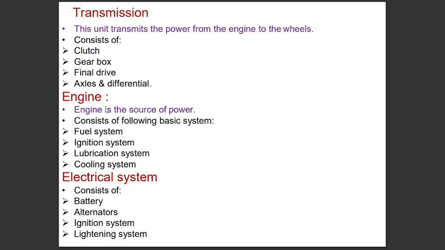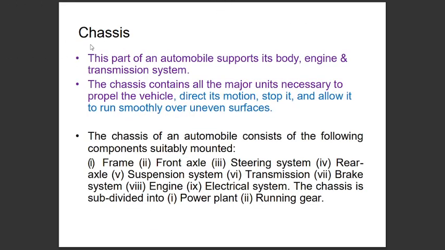Next, engine. Engine is the source of power. It consists of the following basic systems: fuel system, ignition system, lubrication system, cooling system. Next, electrical system. Electrical system consists of battery, alternator, ignition system, lighting system. Next, chassis. This part of the automobile supports its body, engine and transmission system.